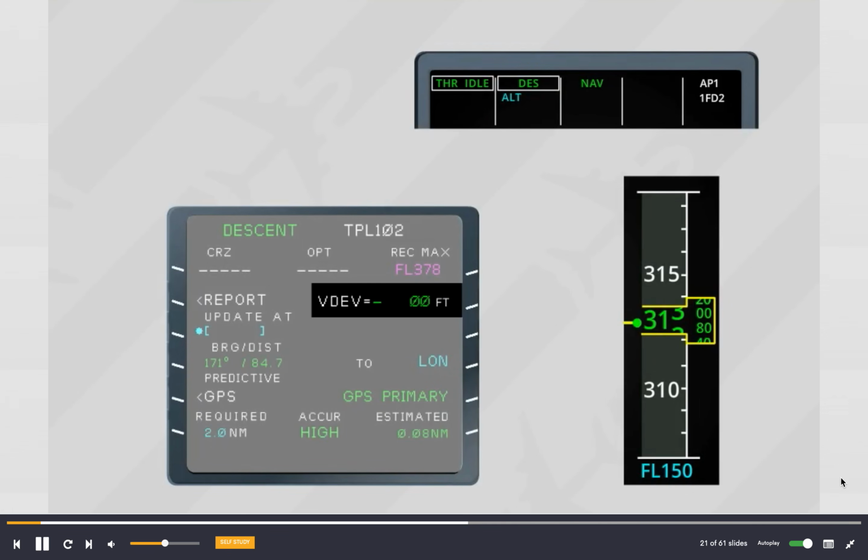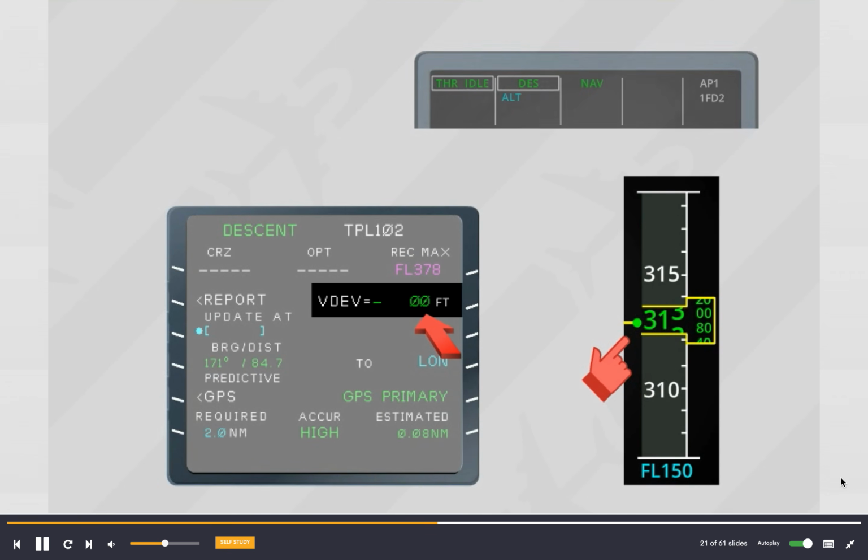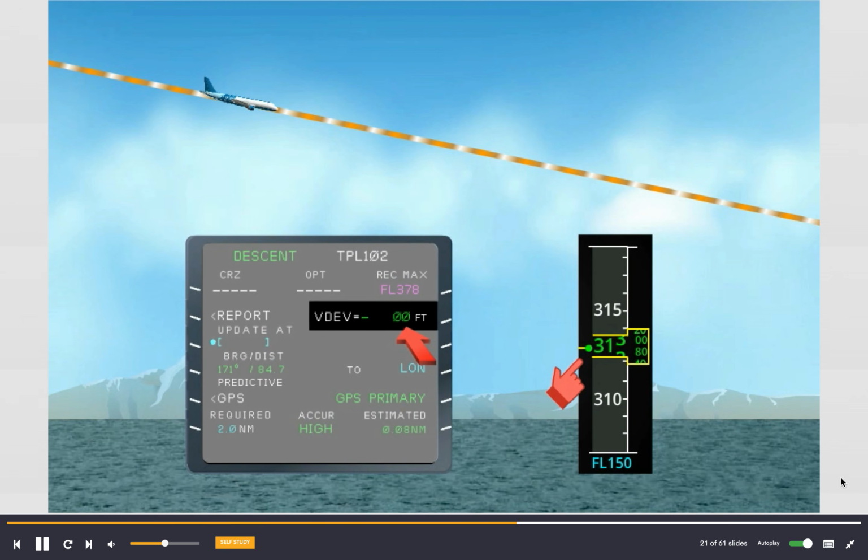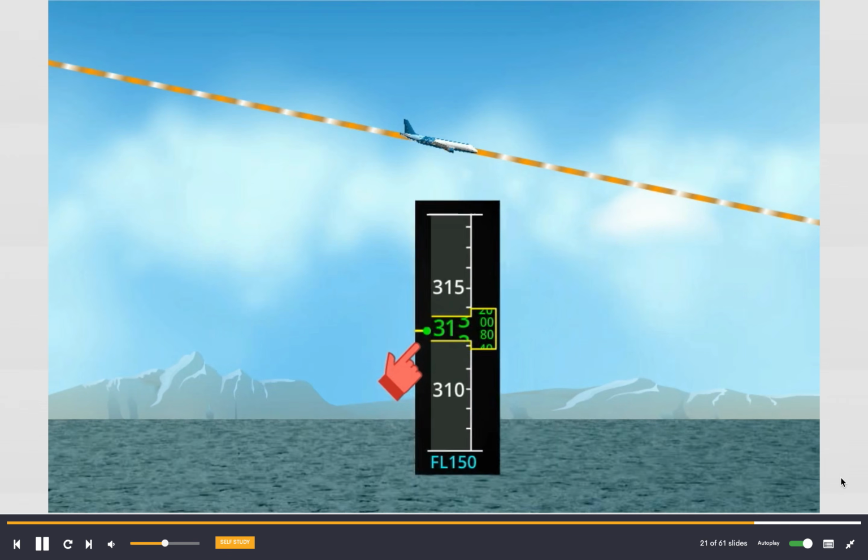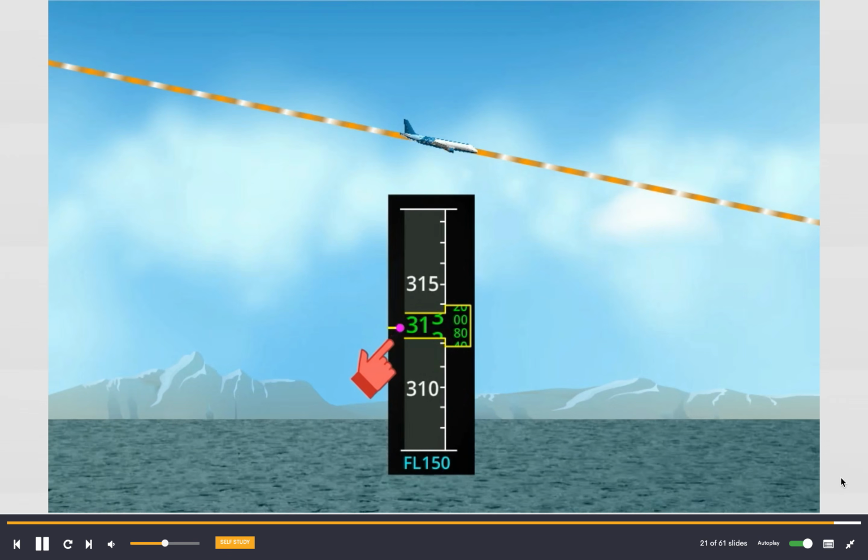When descent mode is used, the descent is mainly monitored using the vertical deviation symbol, called yo-yo, displayed on the primary flight display, and its digital value on the progress page. These indications show whether the aircraft is on, above, or below the descent profile. Note that in some versions, the vertical deviation symbol is displayed with a magenta circle.